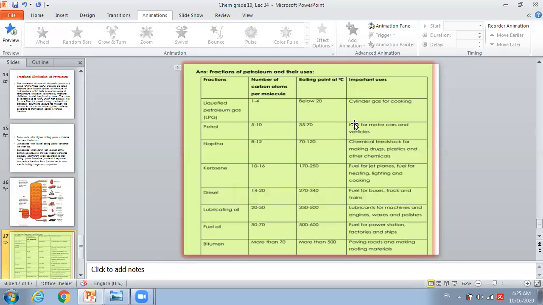Diesel is used as a fuel for big automobiles like buses, trucks, and trains, and lubricating oil is used for machines, engines, waxes, and polishes. Fuel oil is used for power stations, running factories, and running ships. Bitumen is used for making roads and roofing of our houses.